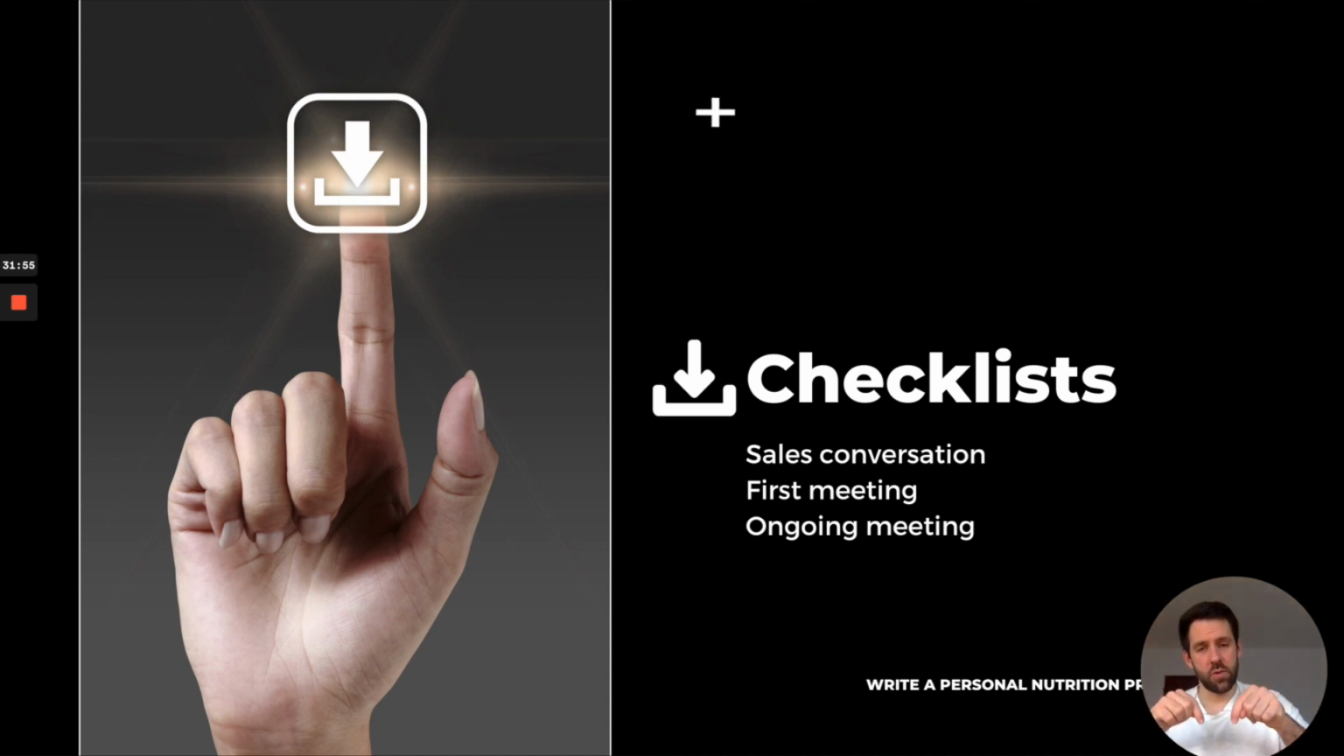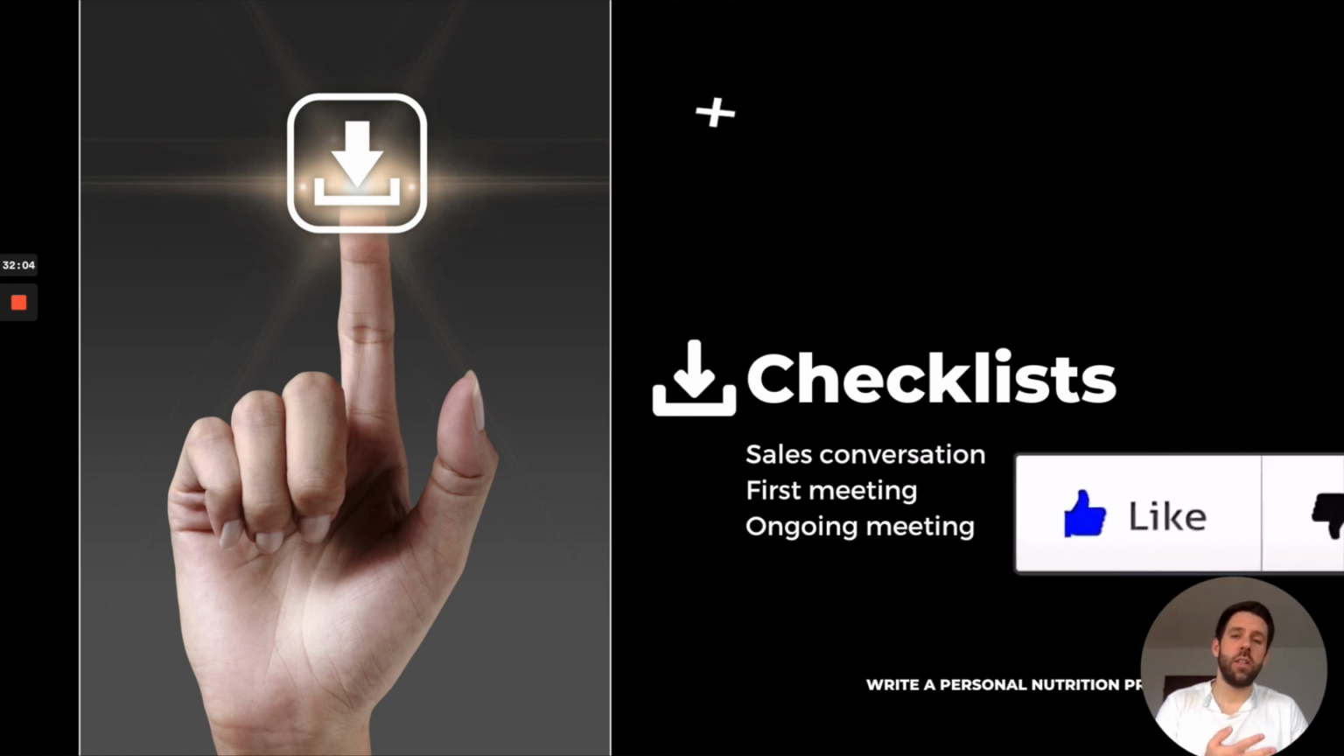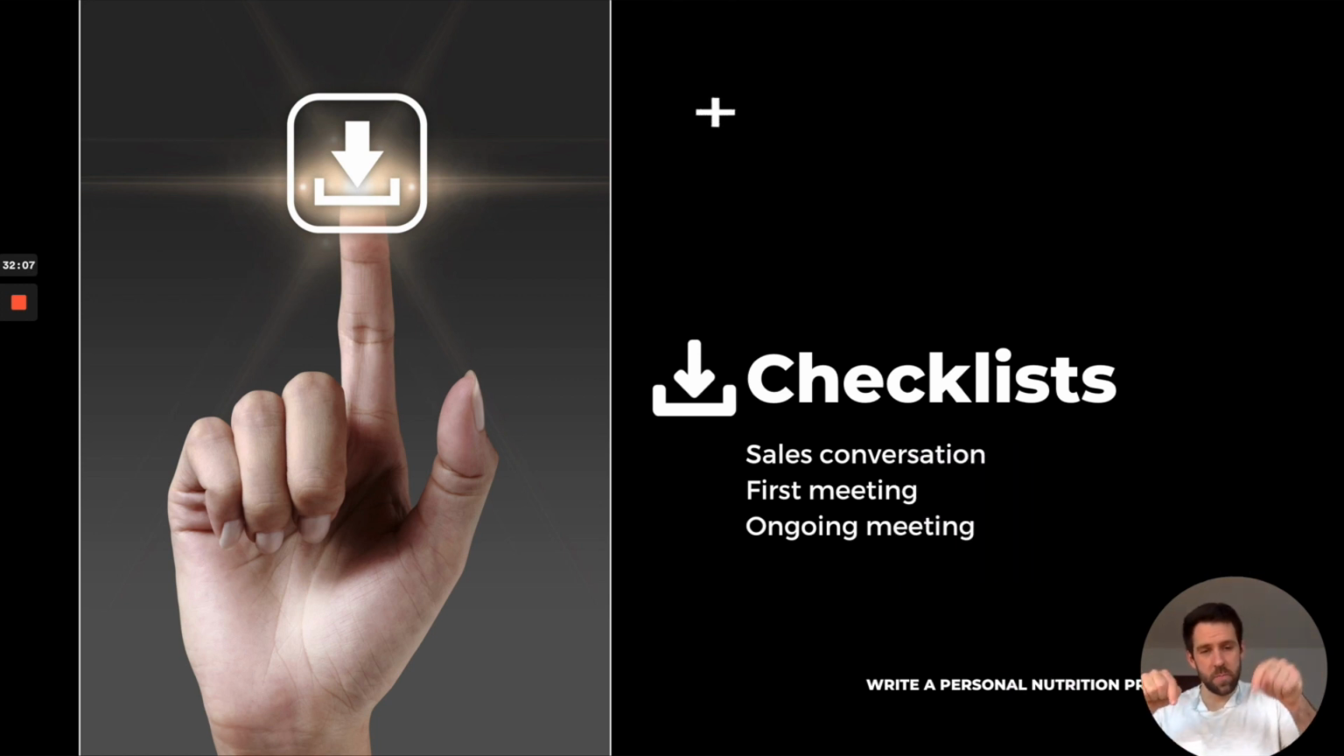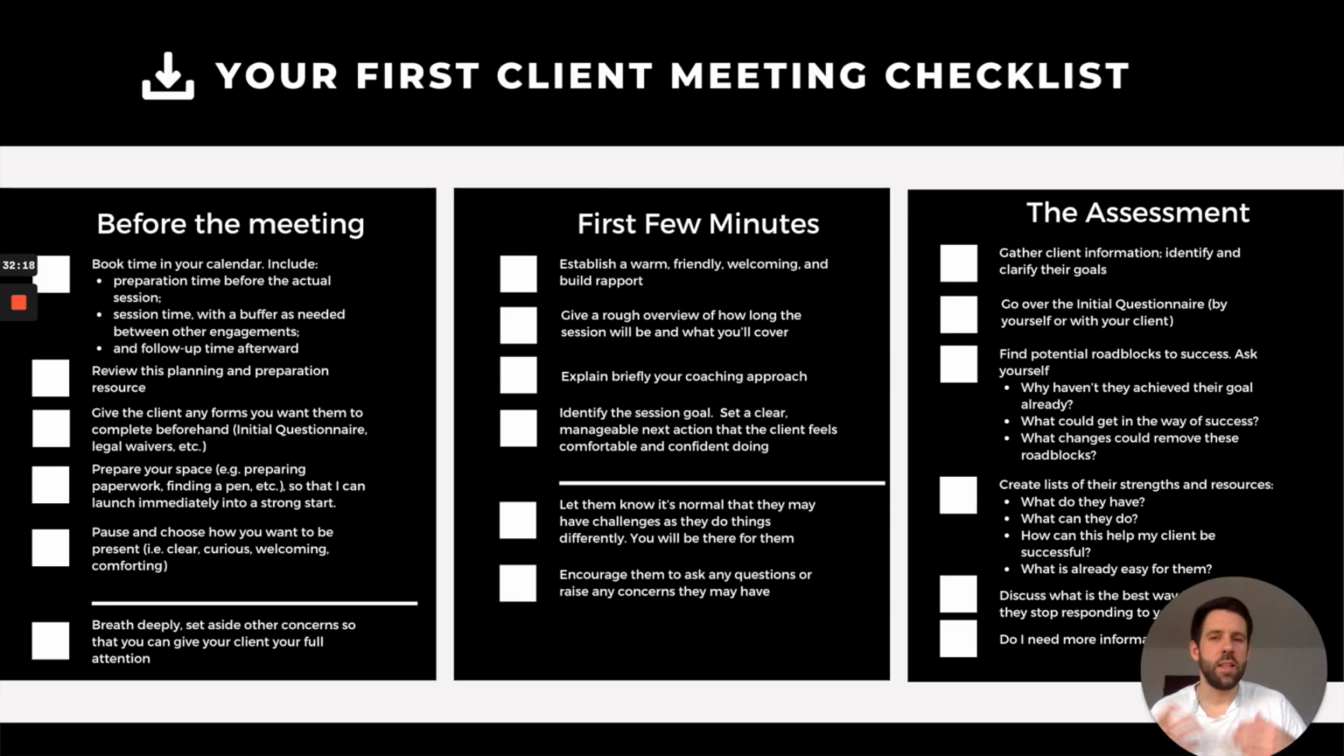I know there's a lot more to that, like what the specific steps are. You can find in the description below checklists for the sales conversation, the first meeting, and also a checklist for every ongoing meeting. So you can check it out in the description below. Here's how the checklist looks. We have a part before the meeting: how can you prepare for the meeting? These are steps like sending them the questionnaire and any legal stuff. But it's also how do I want to be in the conversation? Am I calm? Am I curious? Am I welcoming?